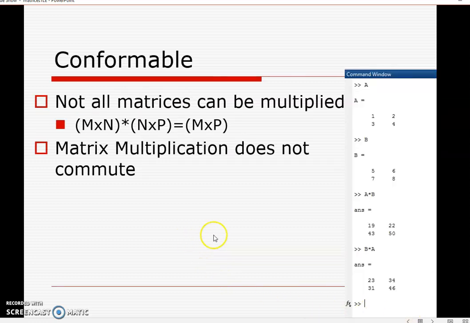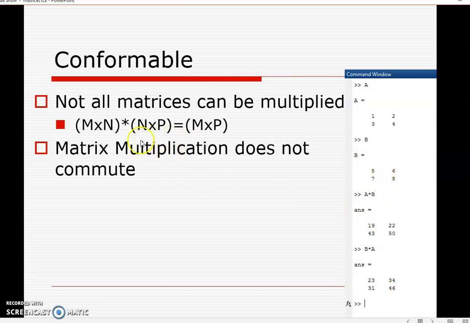Okay. Now, not all of them can be multiplied. They have to be the right size. So, n by n, the number across and the number down have to be equal. So, n by n times n by p, those inner ones have to be the same. The outer ones are your answer. 2 by 2 will give me a 2 by 2.